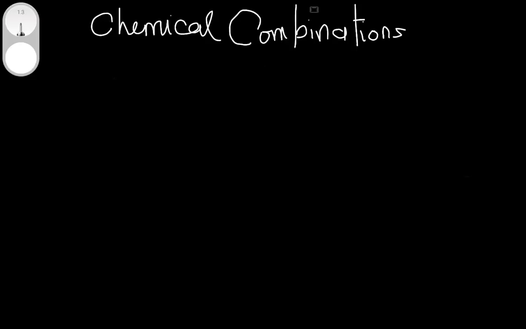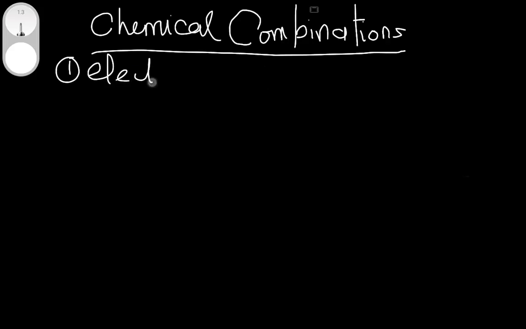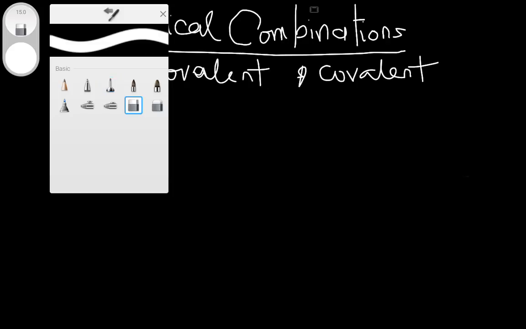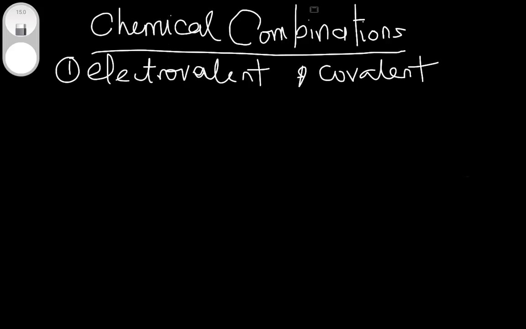Discuss the two methods of chemical combinations. Okay, the first one is electrovalent combinations, and the second one is covalent combinations. I'm going to start with electrovalent combinations. We'll talk about the covalent combinations later in this video.